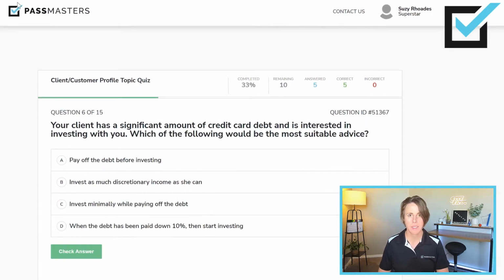Your client has a significant amount of credit card debt and is interested in investing with you. Which of the following would be the most suitable advice? Pay off the debt before investing, invest as much discretionary income as you can, invest minimally while paying off the debt, or when the debt has been paid down 10%, then start investing. So of these 4 choices, because most credit card interest rates are so high, the best advice to this client would be to pay off her debts before beginning to invest.